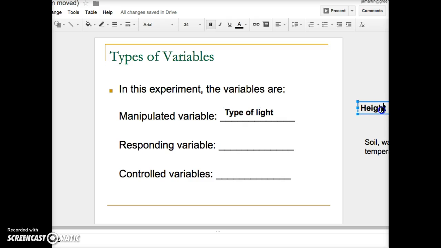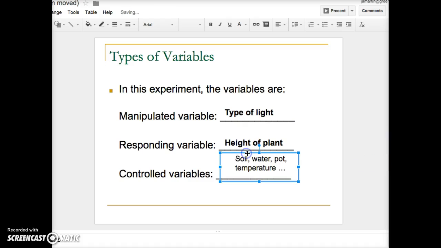The responding variable was the height of the plant. That's how it responded to the type of changes. And the controlled variable was the soil, water, pot, and temperature. Those are the things that we could control.